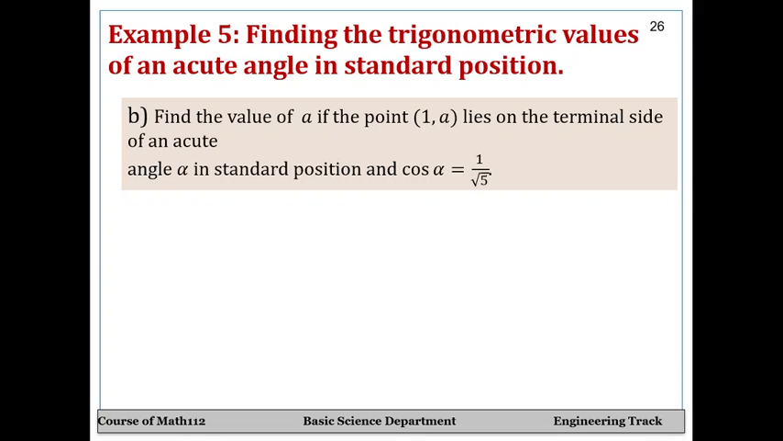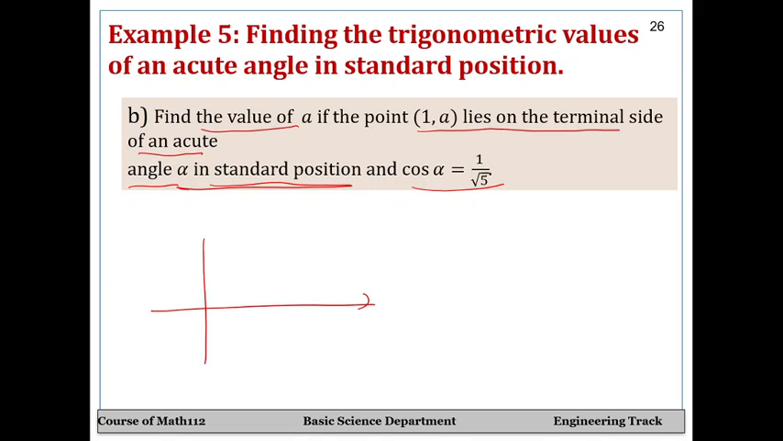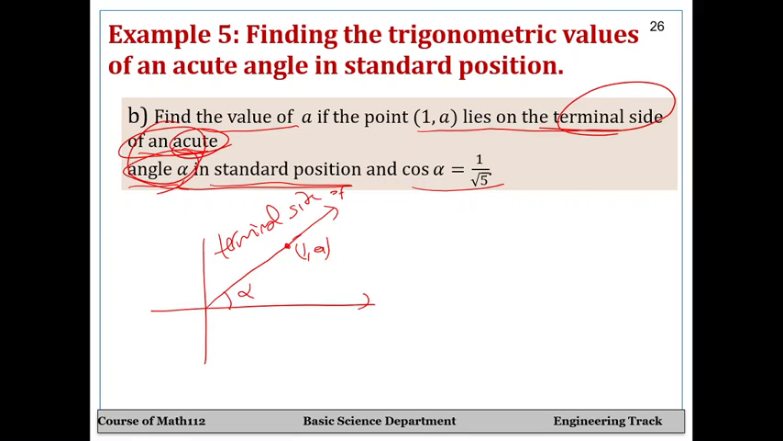Now find the value of a if the point (1, a) lies on the terminal side of an acute angle alpha in standard position and cosine alpha is equal to 1 over square root of 5. Now let's put alpha in standard position, and this is an acute angle. So acute angle means it's less than 90, so it will be in the first quadrant. And (1, a) is somewhere here. It's on the terminal side of alpha, and always remember, in standard position the initial side is always on the positive x-axis.